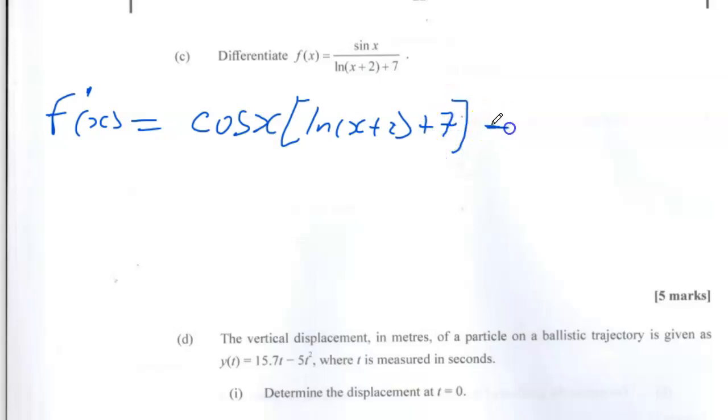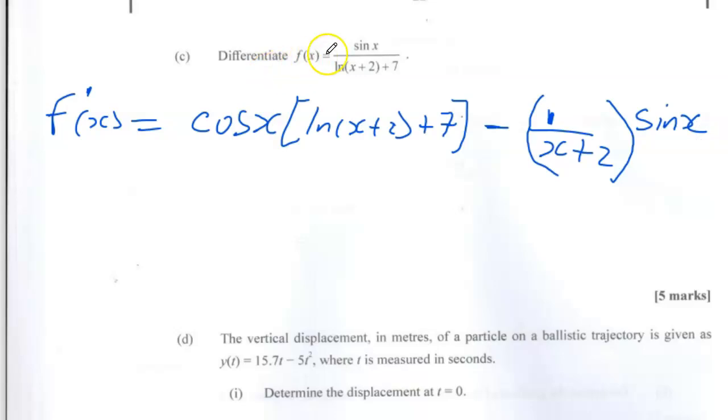and it's minus, and then now we differentiate the denominator, log x plus 2 plus 7. So how do we differentiate the log function? Differentiate what's in the bracket. So differentiate x plus 2, we get 1. Just differentiate the bracket and put it over itself. That's how we differentiate a log function. And differentiate 7, we get 0. Differentiate a constant to get 0. So we just have 1 over x plus 2 times the numerator.